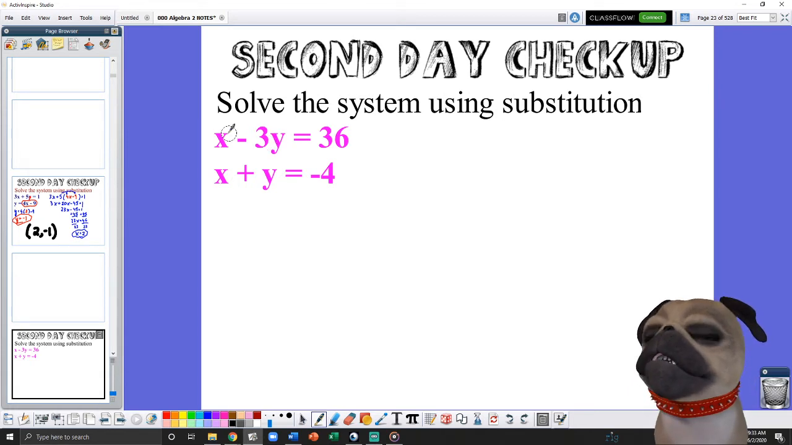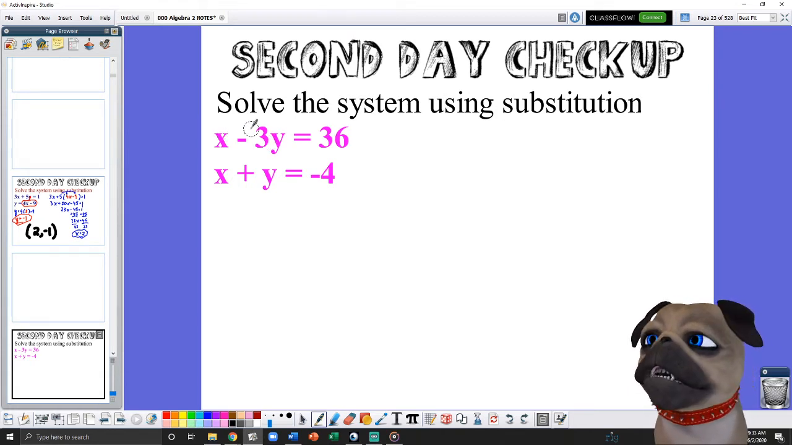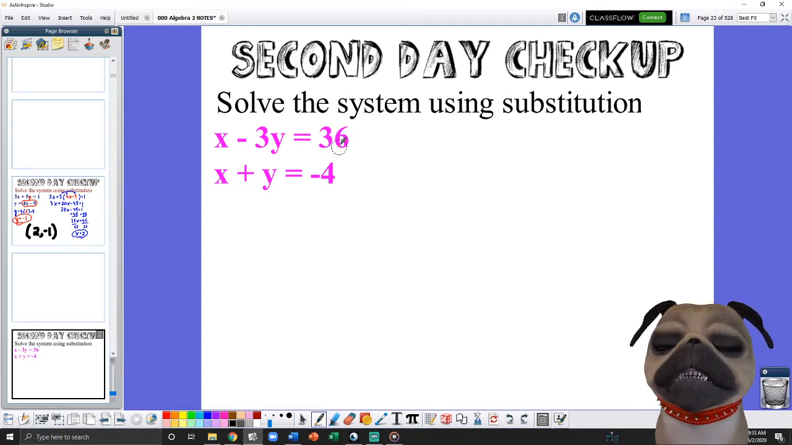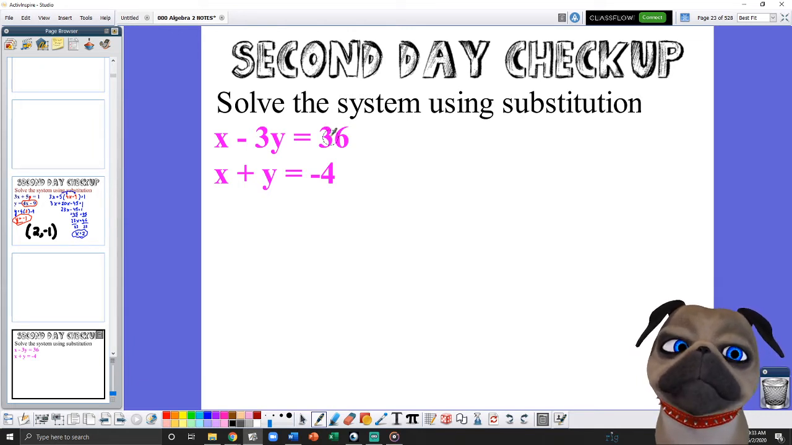So, let's go ahead and just so we're all doing the same thing, let's solve this top equation for x and then finish it off. Alright, you go ahead, hit pause, solve the top one for x, and then finish the problem. Go for it.